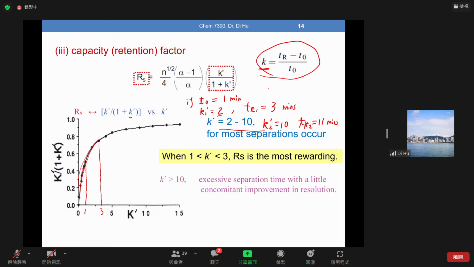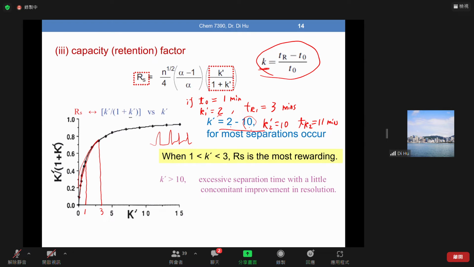So that's why for most separations, we aim to have a k value in the middle range, because you're going to have multiple peaks come out. You're not just analyzing one species. We aim to have the k value between 2 and 10. Okay, so that means we aim to have the k value for the last compound around 10.